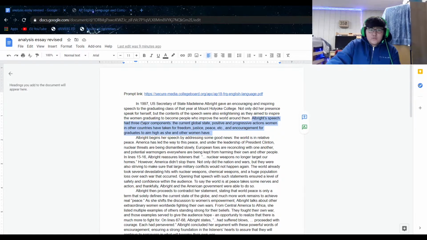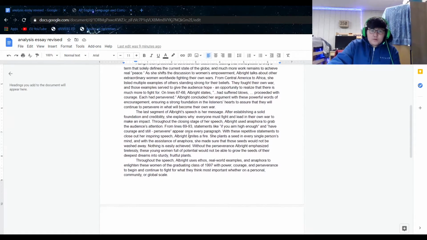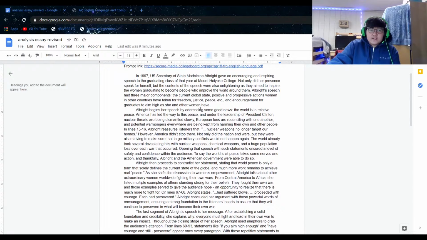Three major components: the current global state, positive and progressive actions women in other countries have taken for freedom, justice, peace, and etc., and encouragement for graduates to aim high as she and other women have. These 3 points refer to the three body paragraphs, and that is a standard 1 point thesis introduction paragraph.